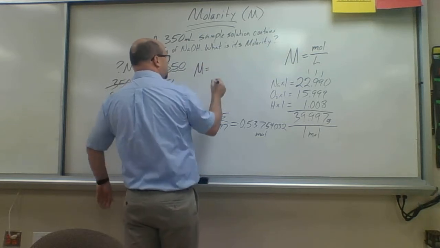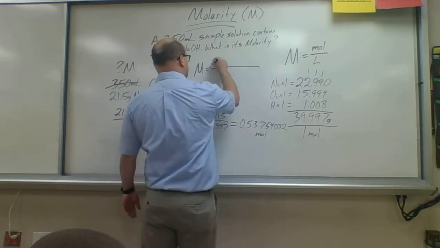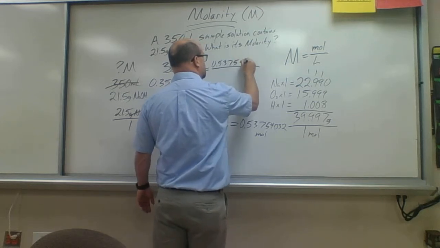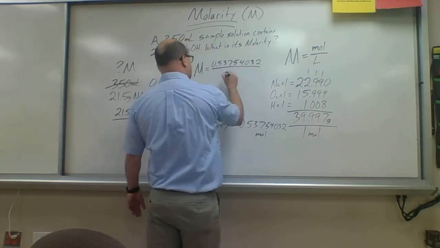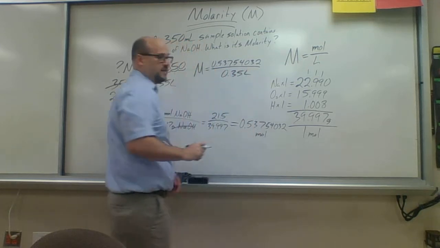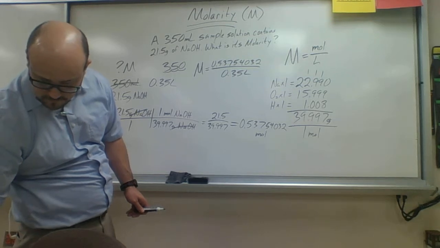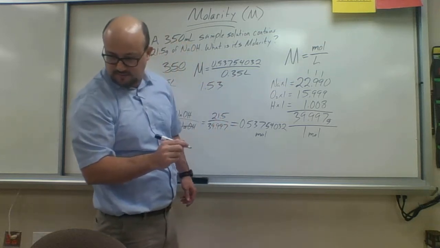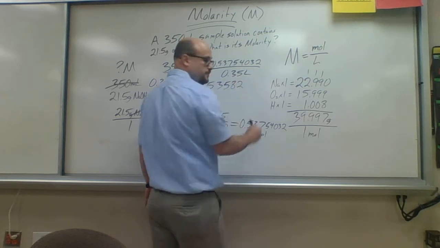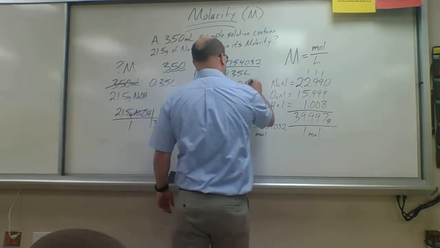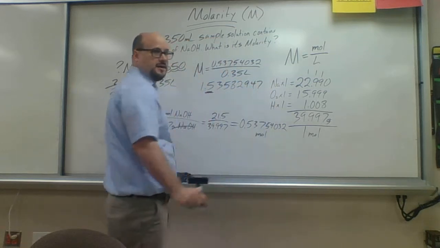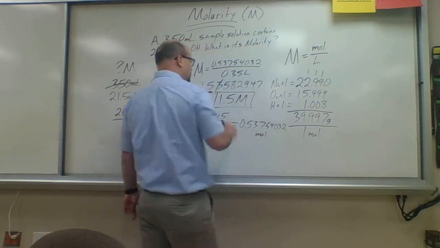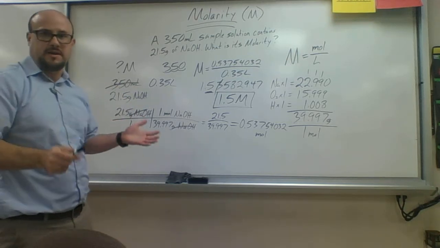So molarity equals this nasty number, 0.53754032, divided by 0.35 liters. And that gives us 1.53582947. We're always going to round molarity to one decimal place. Three doesn't do anything. Our final answer is 1.5 molar, meaning molarity.